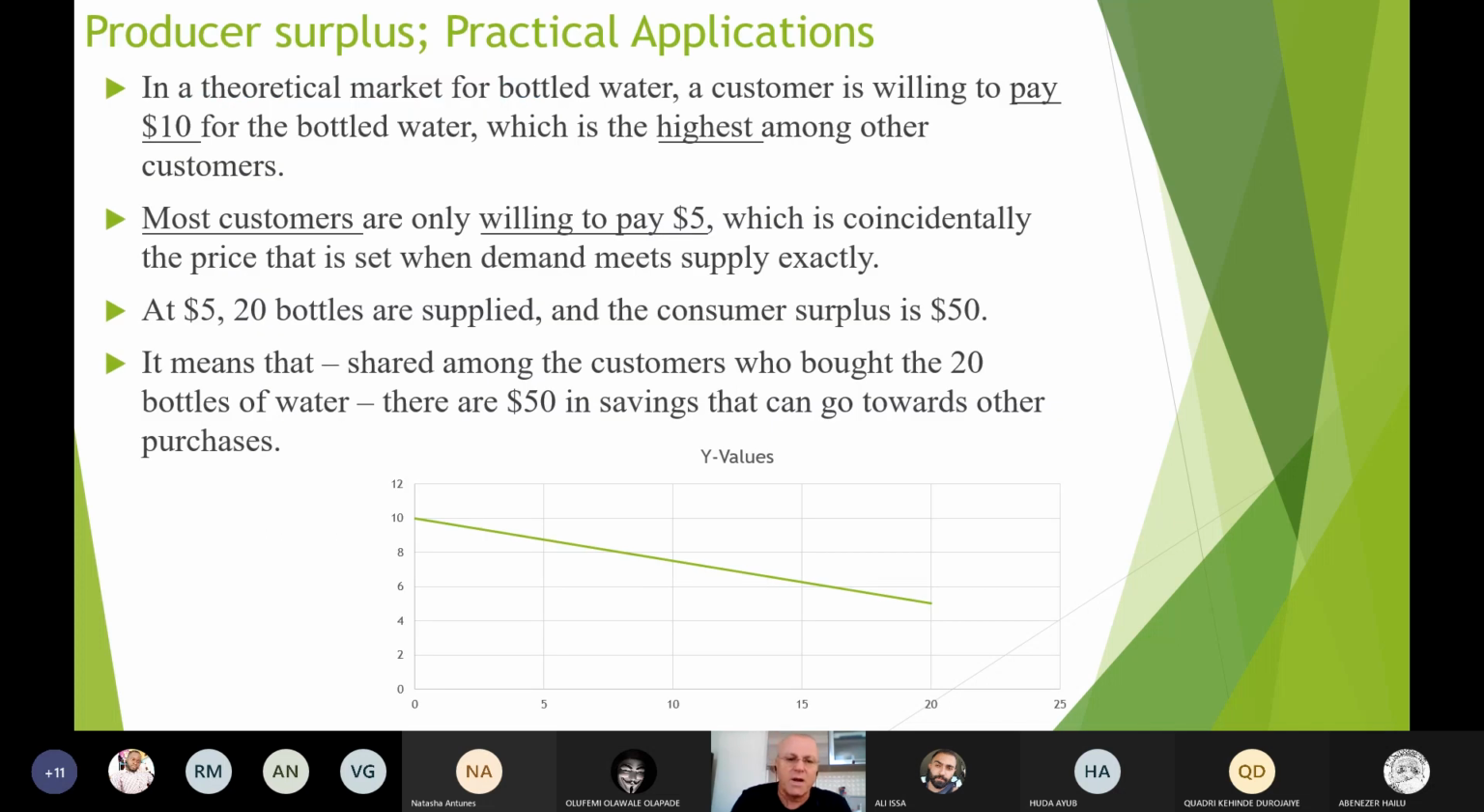And for the producer surplus in a practical application, in a theoretical market for bottled water, a customer is willing to pay $10 for the bottled water, which is the highest among other customers. Most customers are only willing to pay $5, which is coincidentally the price that is set when demand meets supply exactly. At $5, 20 bottles are supplied and the consumer surplus is $50. Therefore, this means that, shared among the customers who bought the 20 bottles of water, there is $50 in savings that can go towards other purchases.